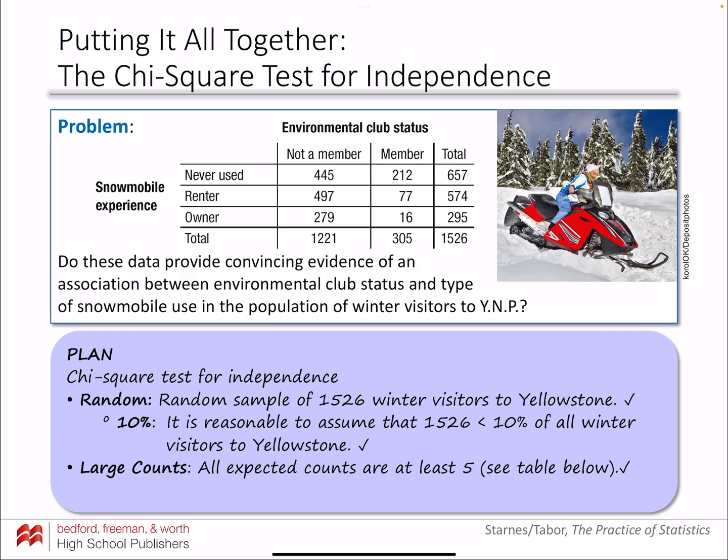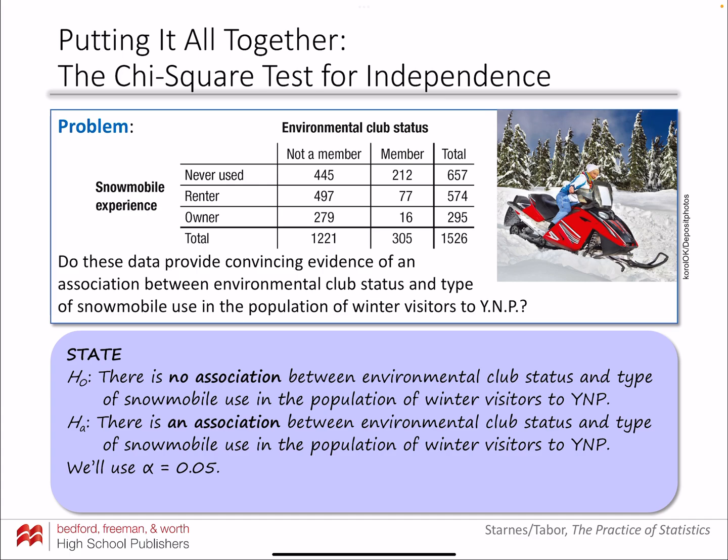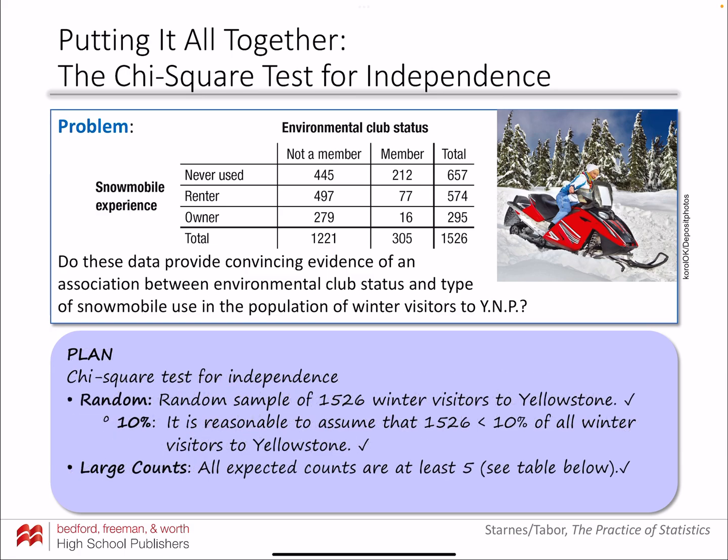This is what's called a chi-squared test for independence, because remember, if I go back a second, if we're saying that there is no association or there is an association, we're asking about independence. Are these 2 variables independent or are they not independent? All right, so they told us it was a random sample. Because it's a random sample, we can assume that 1,526 is less than 10% of all the visitors to Yellowstone.